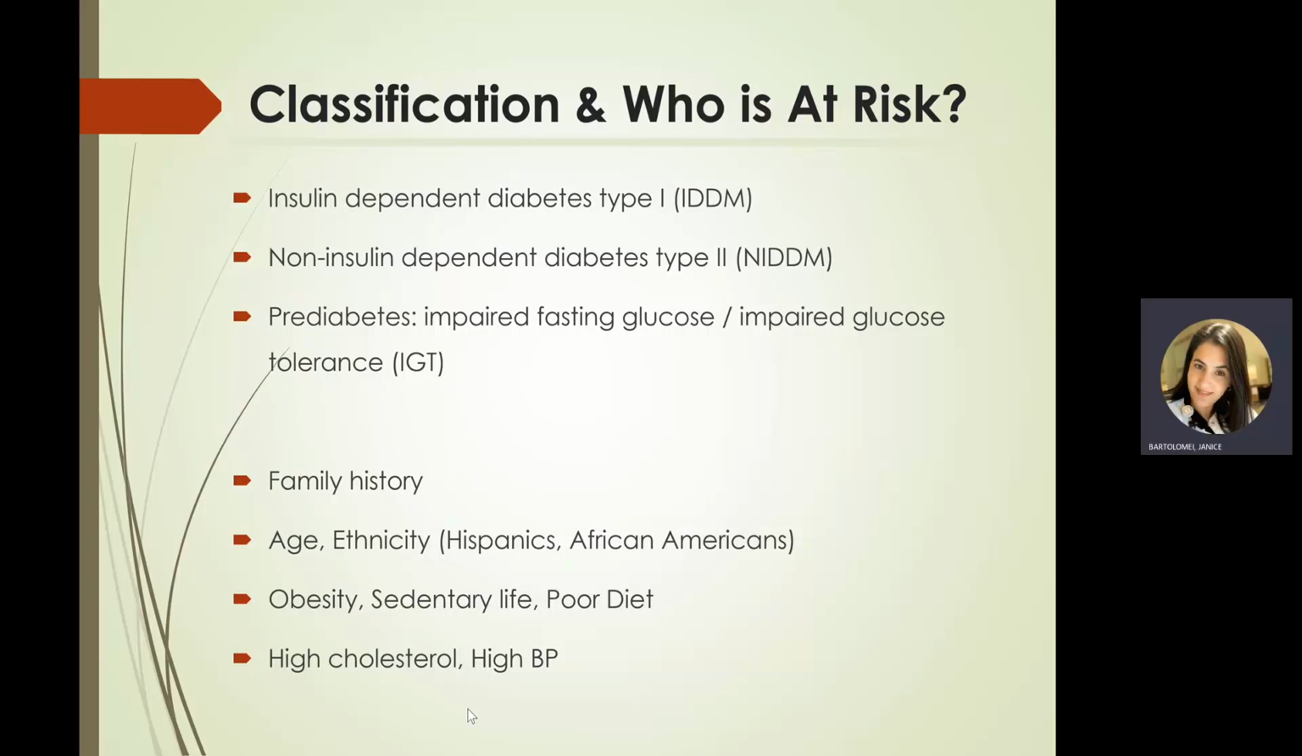Age also, because sometimes, as we age, our pancreas gets lazy and you develop type 2 diabetes. Obesity has a huge link with type 2 diabetes. Sedentary life, and of course, poor diet. High cholesterol, a very strong link with a very fatty food lifestyle and diabetes, as well as hypertension or high blood pressure.